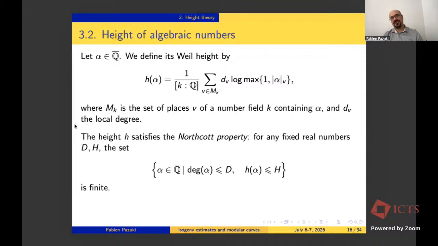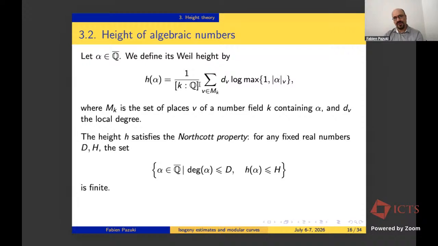This is the basic height in the game. Okay, so let's move up in the theory. So now we have heights of algebraic numbers. So let me pick alpha, an algebraic number. Now we define its Weil height by the following formula. So, okay, there's quite a lot of things. I don't know how much algebraic number theory you've done, but I'm going to describe quickly what is happening here.